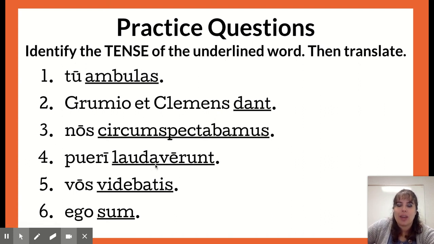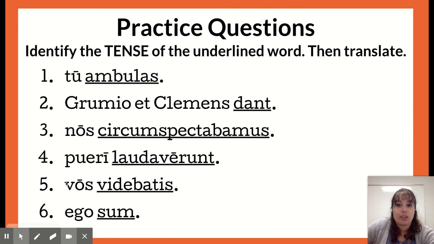Pueri laudaverunt. Here we have that erunt, that is a perfect tense ending. Another clue is that V before the ending there. That's your clue that it's perfect as well. Laudo, laudare, laudavi. So i, isti, it, imus, istis, erunt. That's a perfect tense ending, plus it's got that V in the stem. That's a clue that it's perfect. So the boys praised. The boys praised.